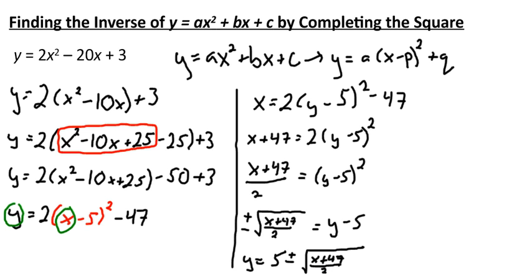You could also write it as plus minus the root of x plus 47 over 2, and then put your plus 5 after the root, which would be fine as well. This would now be our inverse of our original equation, and we found that by completing the square over here. Then to find the inverse, we exchange the x and y and solve for our new y.